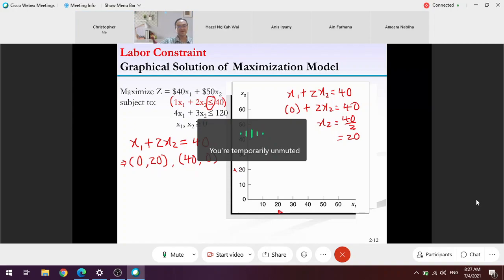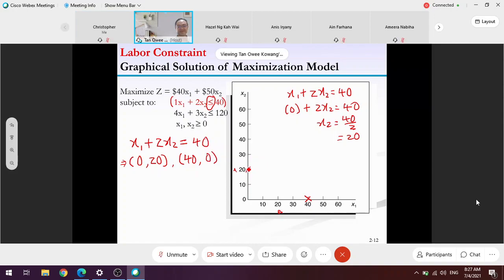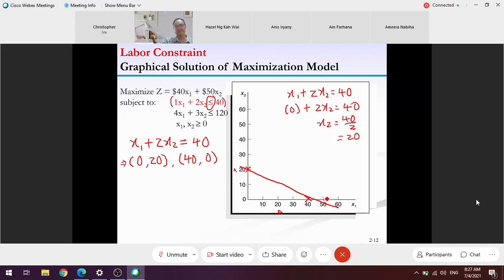Sure, B? Anyone say A? B is 40. B should be here, right? Then here is 0, 20. So standard ini kan, so I can draw the line. I just draw the line. This is the line that representing this constraint.